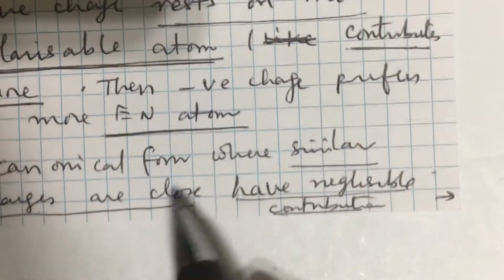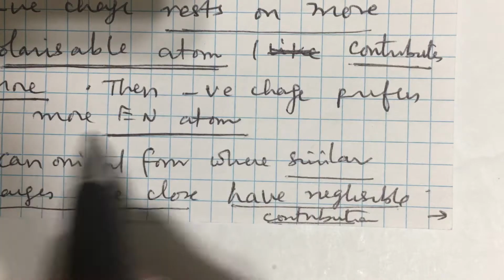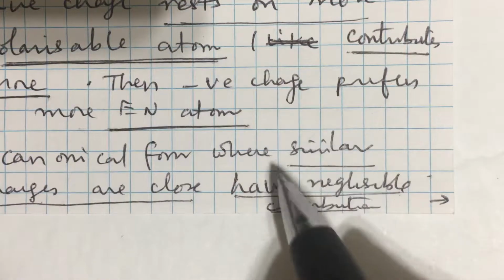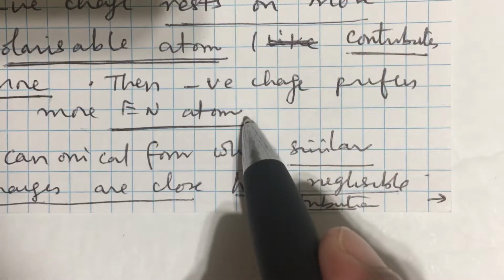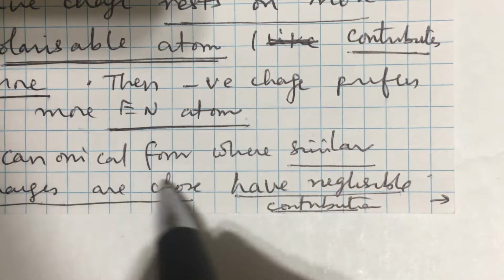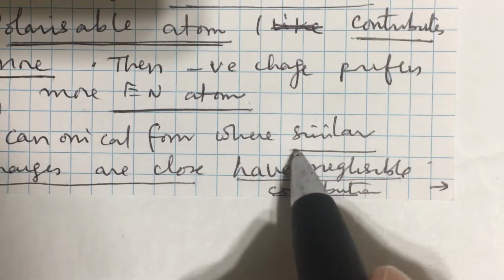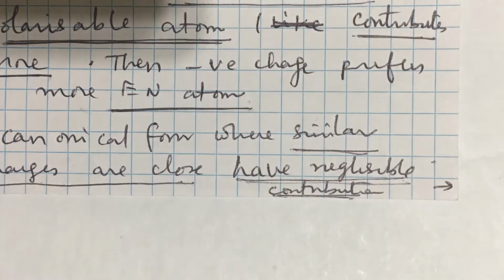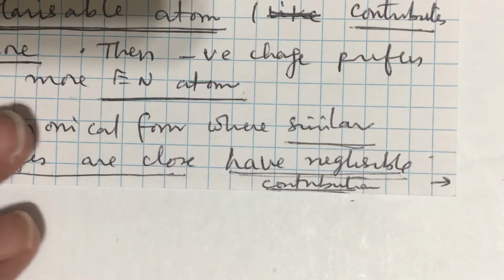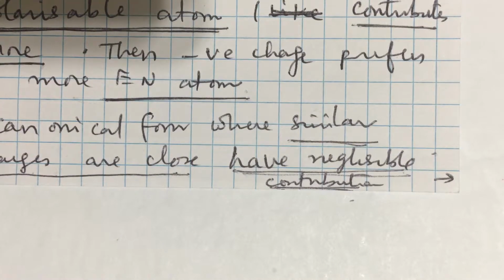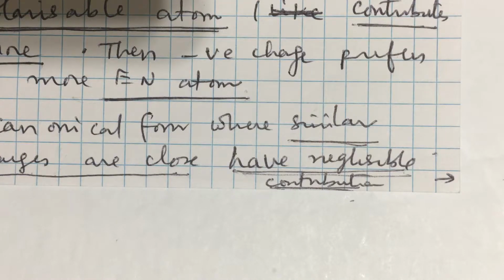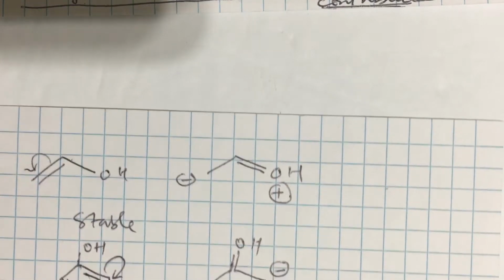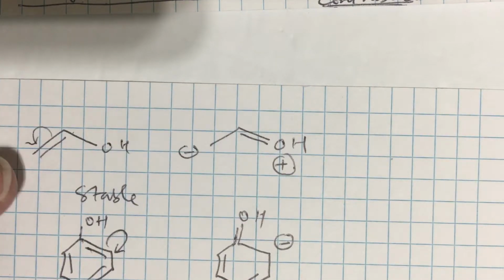Okay. Next, when the more electronegative atom gets the negative charge, that gives more stability if there is only one more electronegative atom and the other one is less electronegative. Notice that canonical forms where similar charges are close have negligible contribution. You can't have two plus charges or two minus charges close by. In a canonical form where there are opposite charges, the opposite charges should be as close as possible.